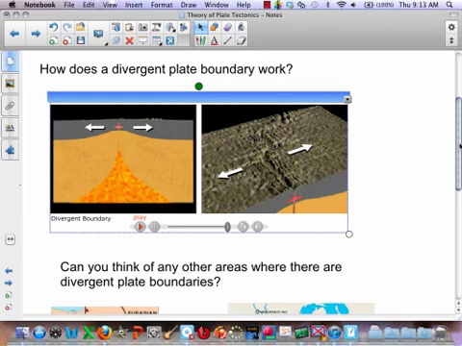So, I want you guys to tell me, where are the places we have divergent plate boundaries? I've already put you guys in the Mid-Atlantic Ridge. Where are some others that you can think of? Where are there two plates that are moving apart besides the Atlantic Ocean? Really? Just have no clue?